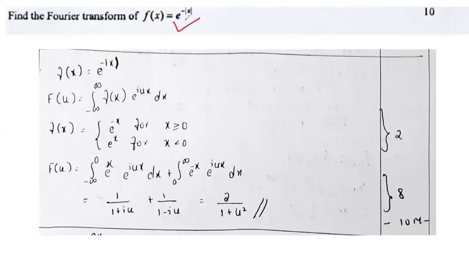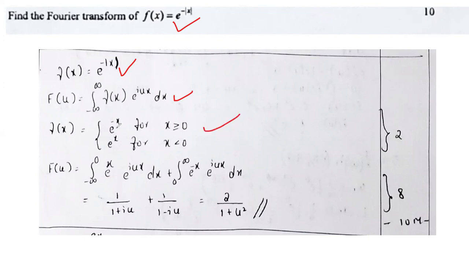Another evergreen question: f(x) equal to e to the power minus modulus of x. Compute the Fourier transform for the given function. So note down the given function and write down the formula. F(u) is equal to the integral from minus infinity to infinity of f(x) e to the power iux dx. Now we can define the function.